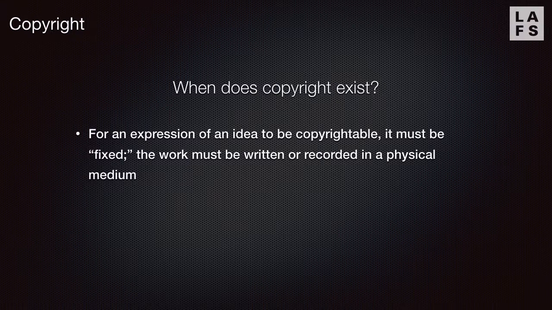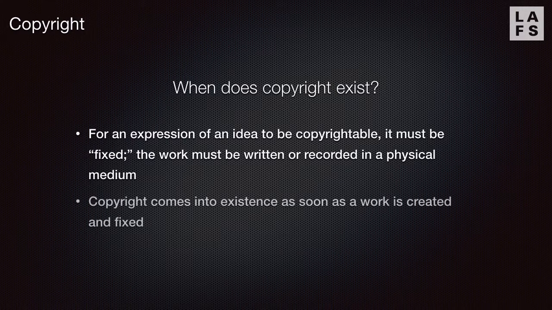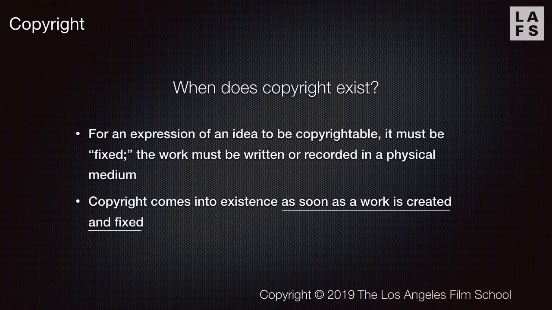When does copyright come into existence? Well, for an expression of an idea to be copyrightable, it must be fixed, meaning the work must be written or recorded in some physical medium. Once it is fixed in a physical medium, copyright immediately comes into existence. The small mark with the C with the circle around it and the word copyright, followed by the year it was copyrighted and generally the author, is referred to as copyright notice. Copyright notice is not necessary. It is a good idea to remind people about copyright laws, but it is not necessary. Do not assume because there is no copyright notice on a work that it is public domain.